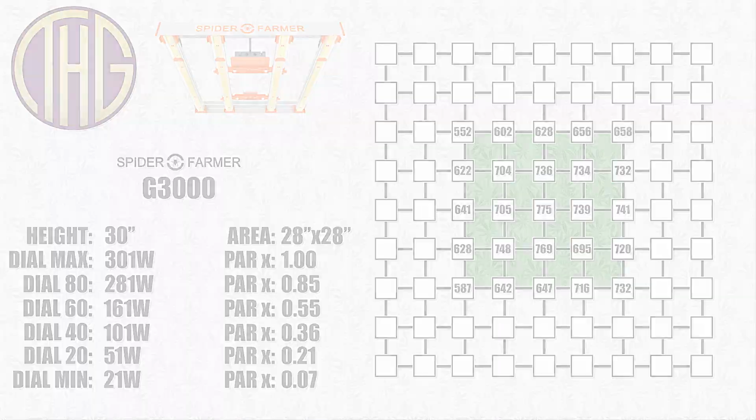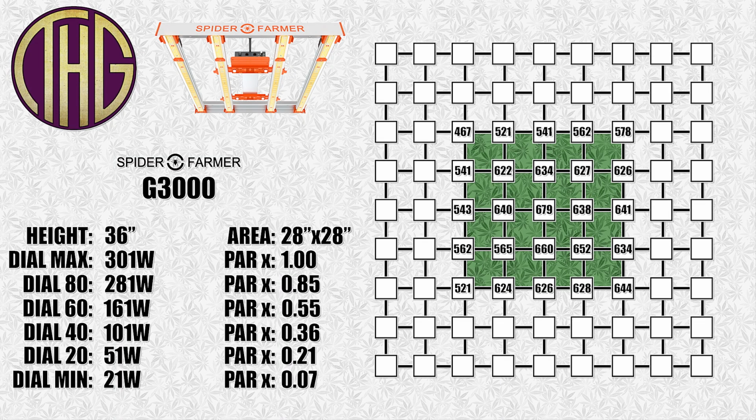Getting up to 36 inches, the center level is down to 679 PAR, again with an amazing spread from there out. I love using the largest light inside of a tent that we can, just so that I know I have as much light across the canopy as possible, no matter where we have it hung in relation to the plants.